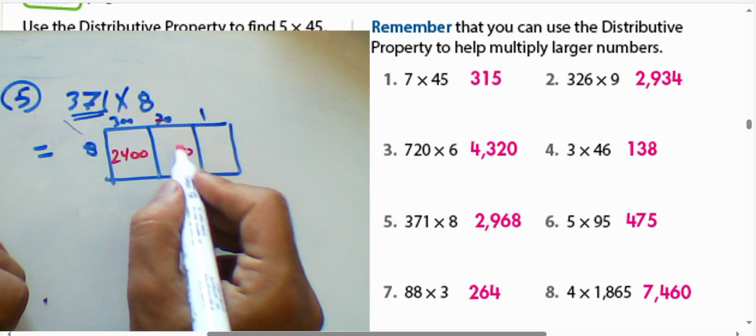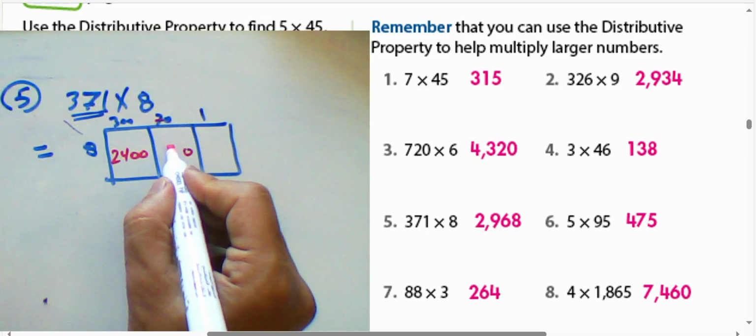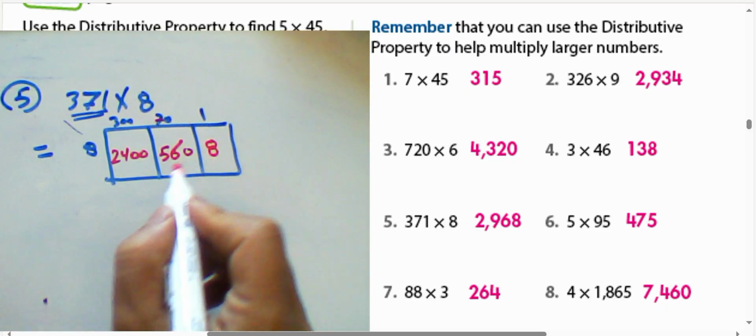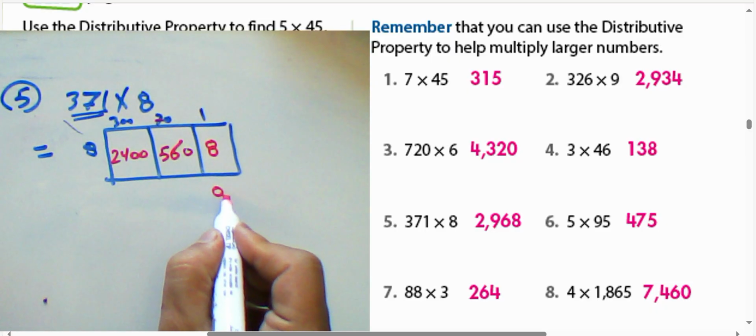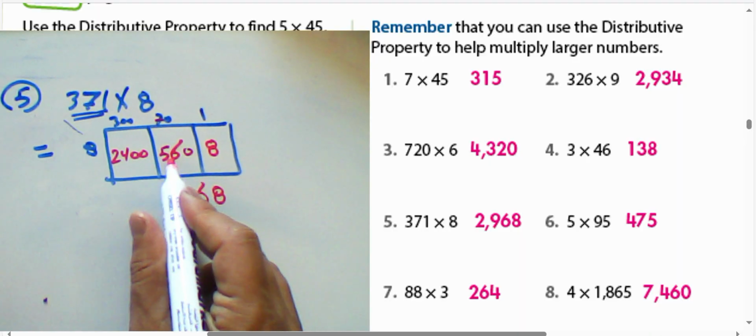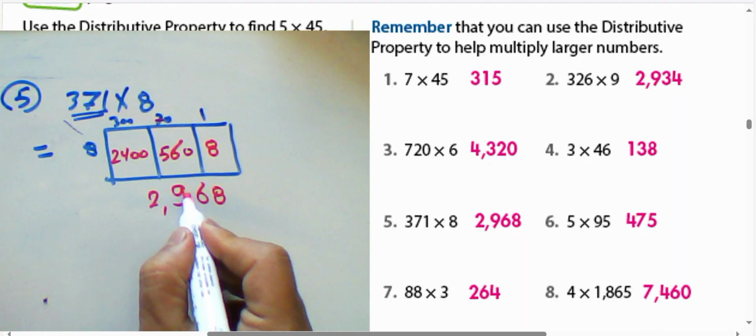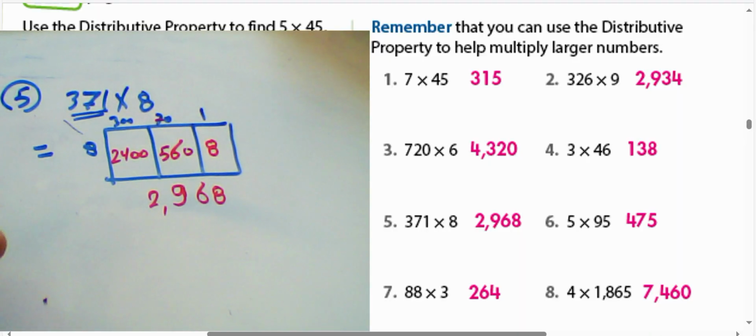And write 0, 7 times 8 equal 56. 1 times 8 equal 8. We can add together 8 and 6 plus 0, 6, 5 plus 4, 9, and write 2. The result will be 2964.